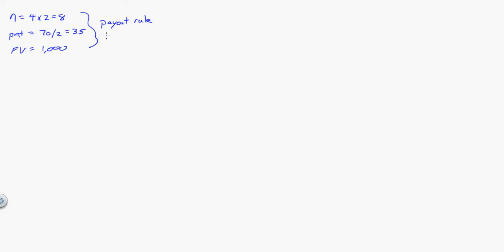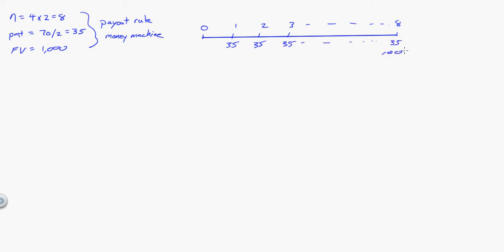And the way we think of this is not a bond. This is a money machine. This is a money machine that has promised payments. And we can draw a timeline and see what those payments are going to look like. Here's today, here's period 1, 2, 3. I'll skip all the way up to period 8. It's going to pay $35, $35, $35 every 6 months until maturity, and it pays $1,000.